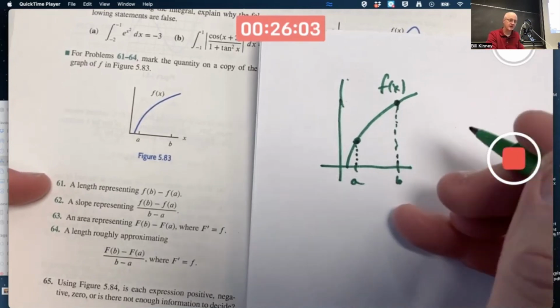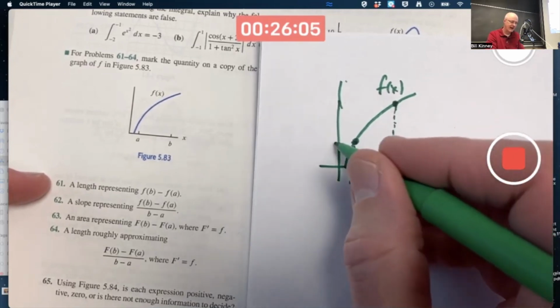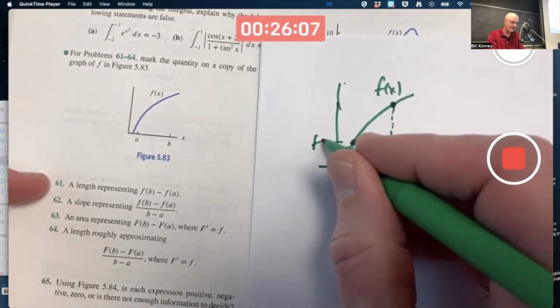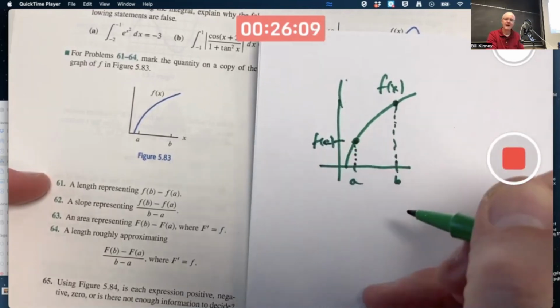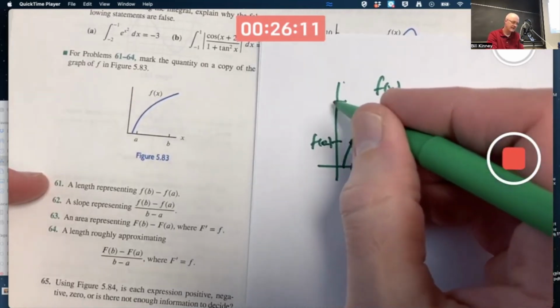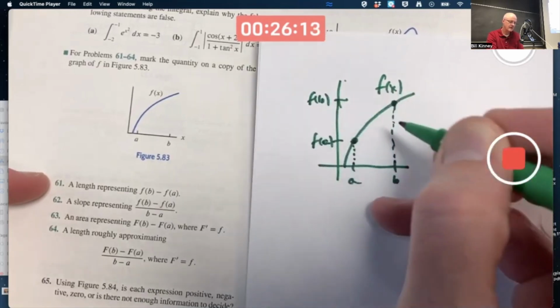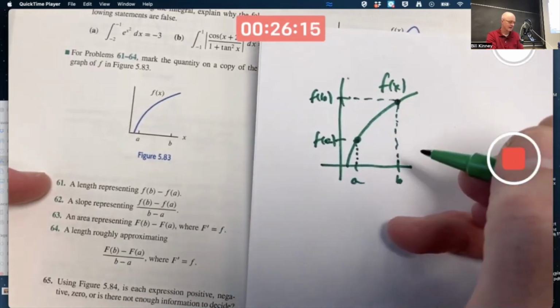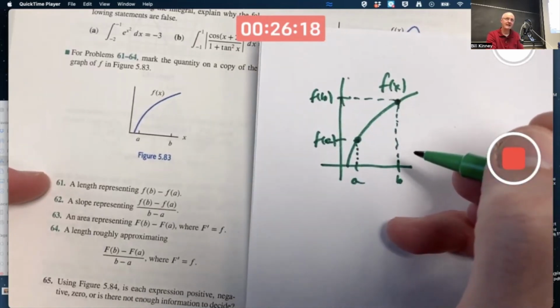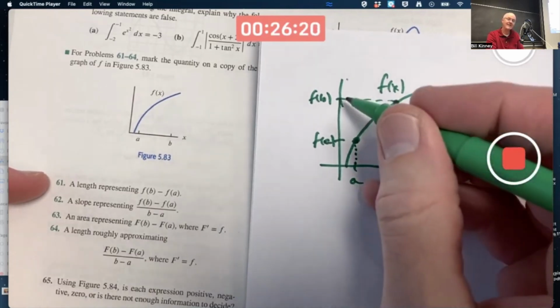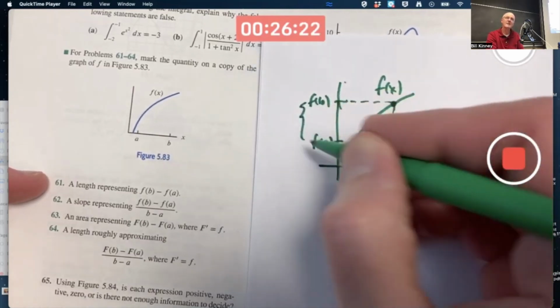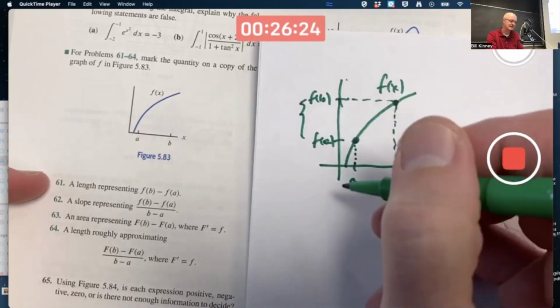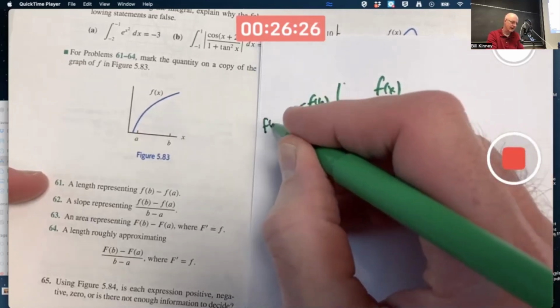Understanding what graphs of functions mean. f of a is the second coordinate of that point. That's f of a. f of b is the second coordinate of this point, right there. A length representing f of b minus f of a. It's that distance right there on the vertical axis. This is f of b minus f of a.